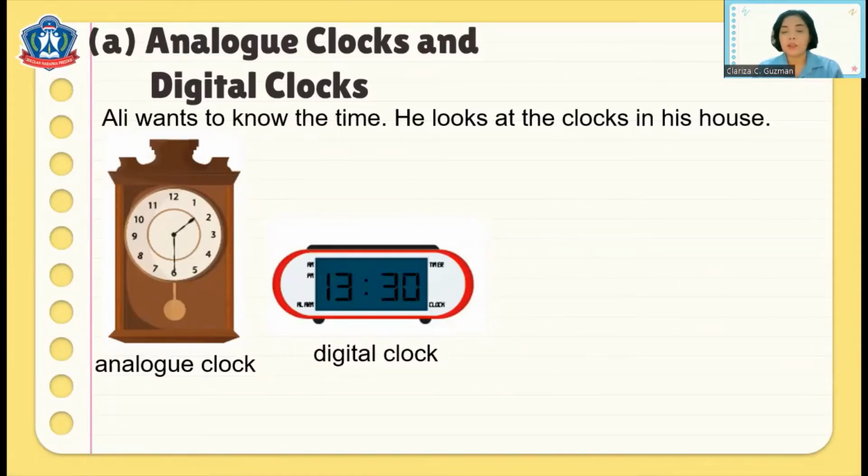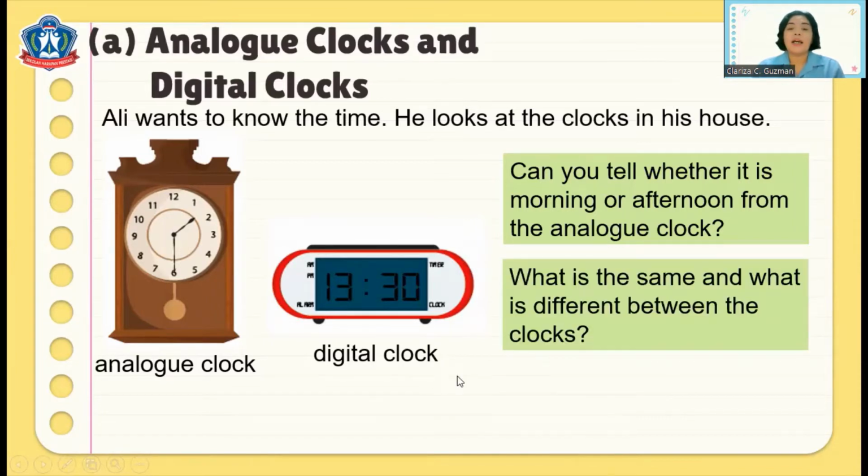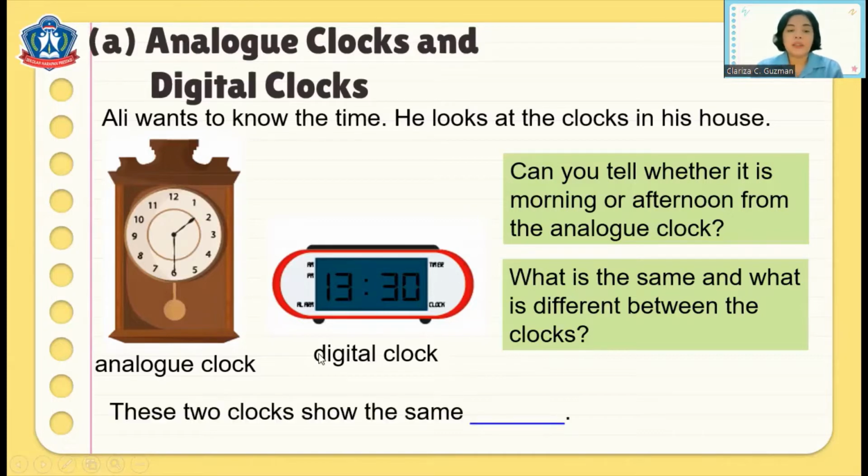The analog clock shows 1:30. The digital clock shows 13:30. Can you tell whether it is morning or afternoon from the analog clock? Okay, so 1:30, that is in the afternoon. Why? Because the digital clock shows 13:30. Remember, these two clocks have the same time. What is the same and what is different between these clocks? So these two clocks show the same time.